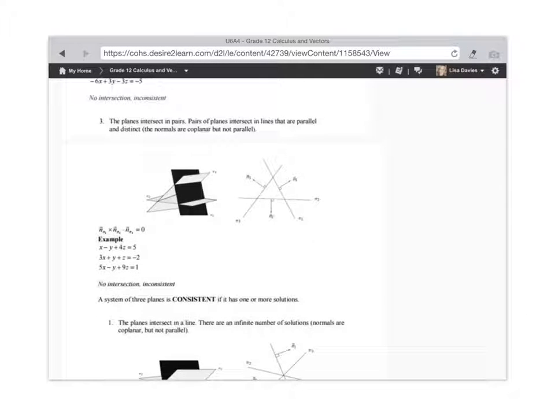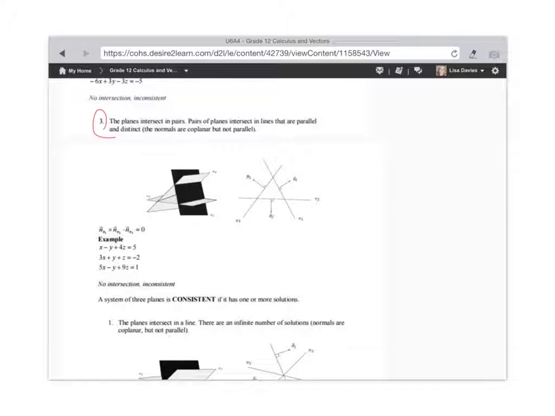So the next criteria that they outline, the third one, is that the planes intersect in pairs. So each plane intersects with one of the other planes, but there's no point where all three intersect at the same line. And so you can still find a point of intersection or line of intersection between two planes out of the three that you're given, but never for all three.